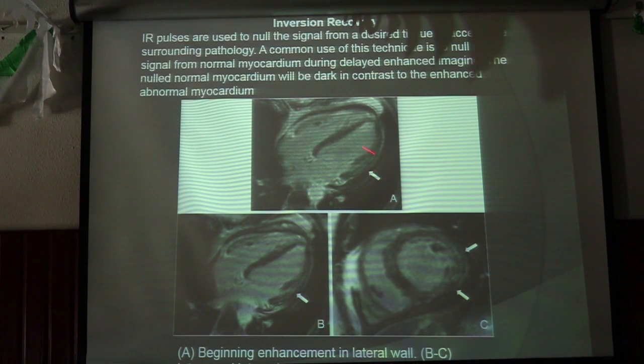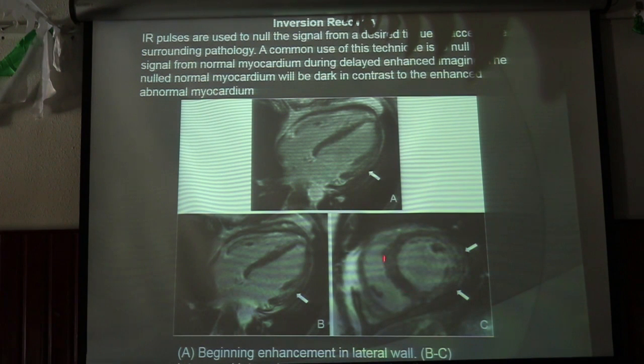For example, this patient with suspected MI, in these images, in the early enhanced, there is minimal enhancement in this area. On delayed enhancement, there is enhancement in this area, denoting that this is the diseased area, while this is the normal myocardium. The diseased area is enhancing, while the normal myocardium is not enhancing.